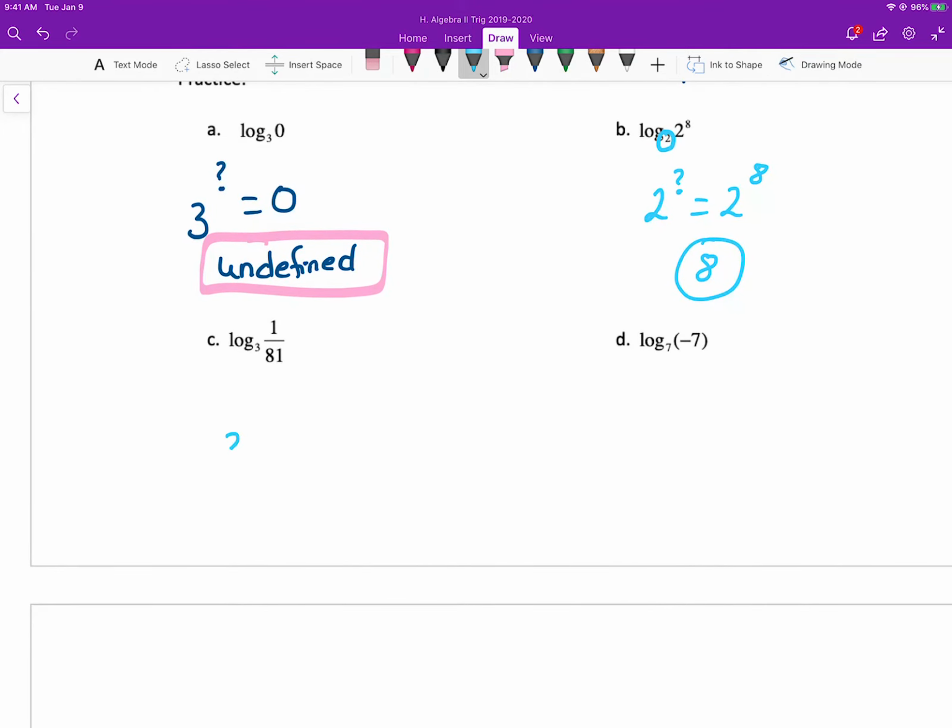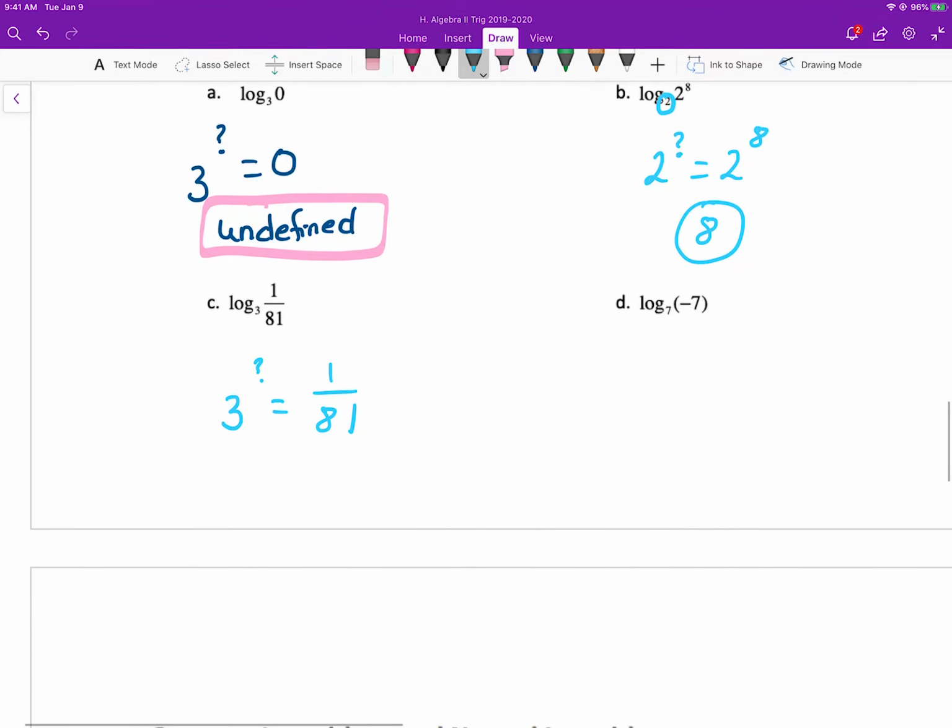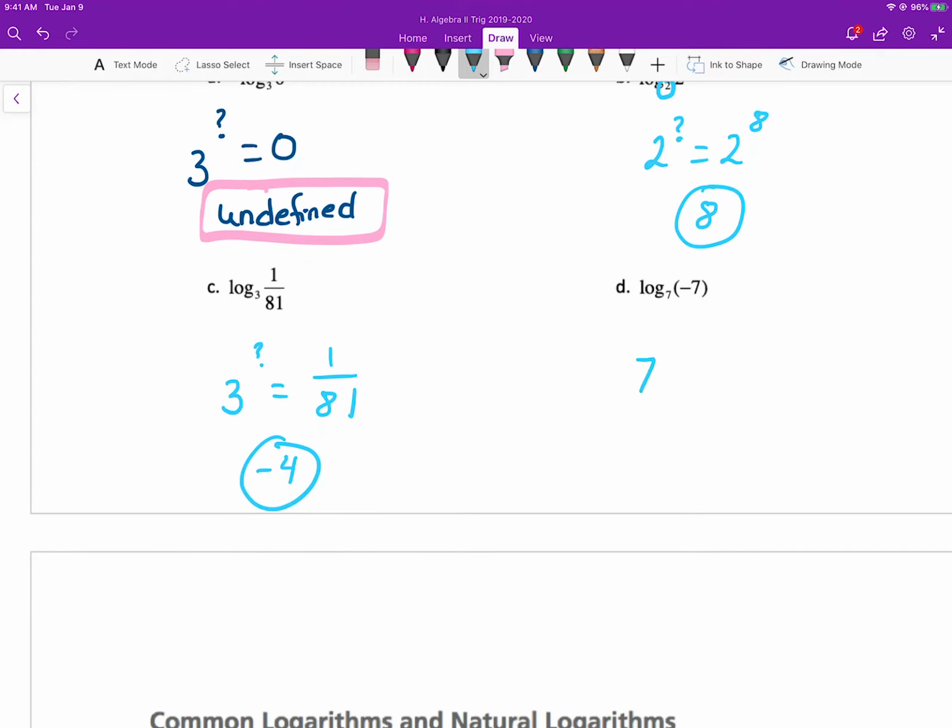Now I'm going to have 3 to some power that we don't know equals 1/81, and that will be the -4th power. And now 7 to what power will give you a -7 power. And that's another one that's just not possible. So it's going to be undefined.